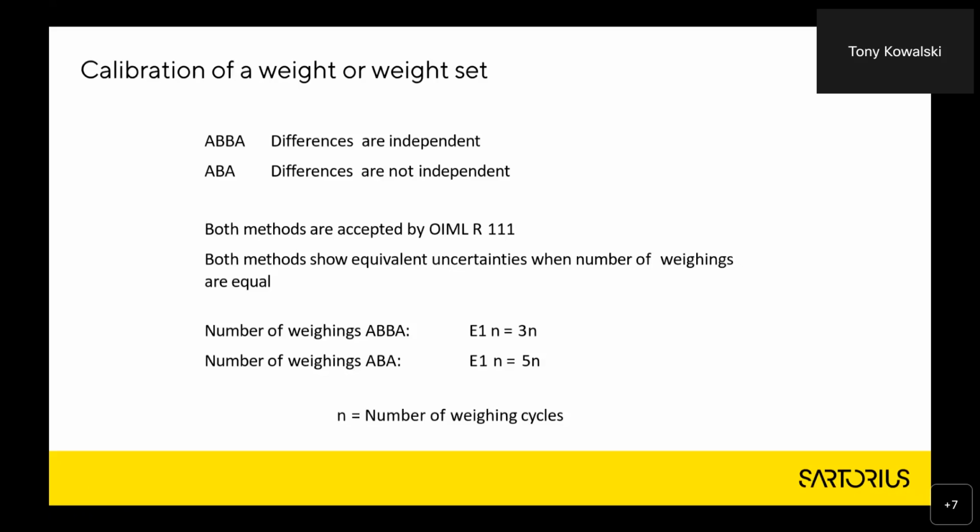So you see, for example, here, if we do one cycle of ABBA, the number of weighings would only need to be 3. If we were to do ABA, we would have to do 5 cycles to get the same repeatability. But normally with an automatic machine, we're looking at the highest weights, E1 or E0. So therefore, we can get a better repeatability with fewer measurements.